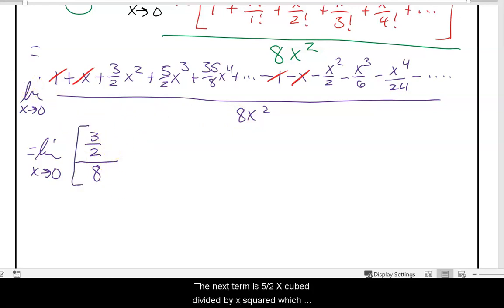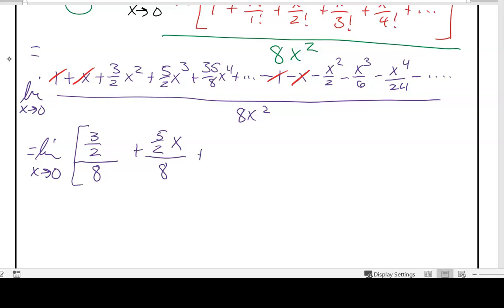The next term is 5 halves x cubed divided by x squared, which will give me the 5 halves with an extra x on top, still divided by 8, plus the 35/8 divided by the 8 from the denominator, x to the fourth divided by x squared would leave x squared on top, plus continue the binomial terms.